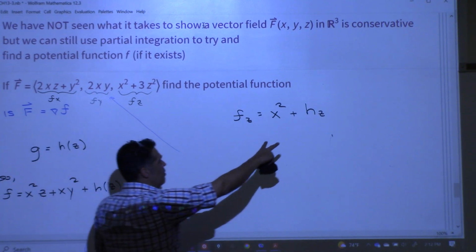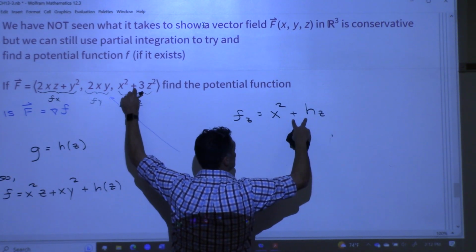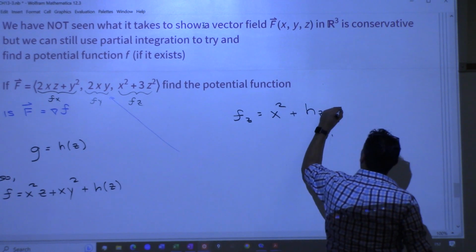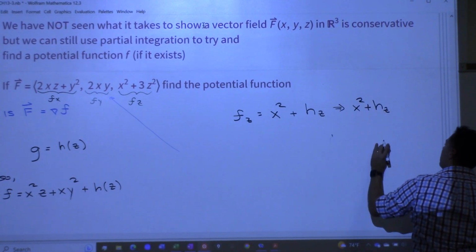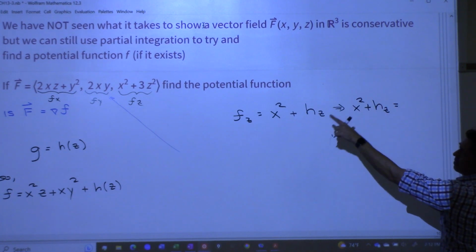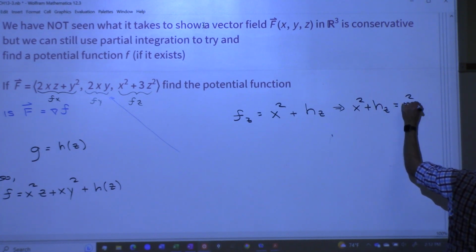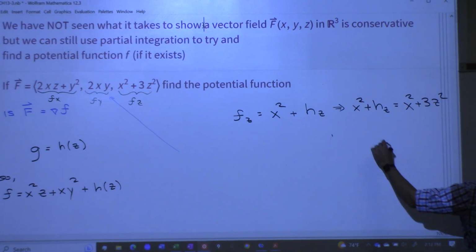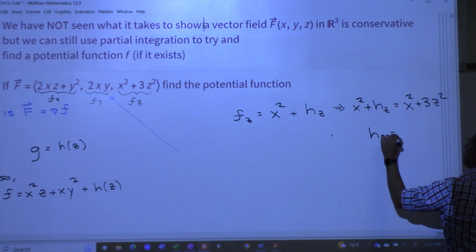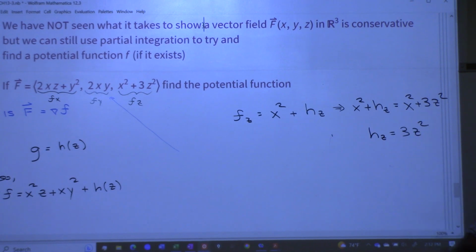So this, though, has to match that, doesn't it? That implies that x squared plus some partial derivative of h with respect to z has to be what's up there, which is x squared plus 3z squared. And if you subtract x squared on both sides, you get partial of h with respect to z is 3z squared. I'm almost there.